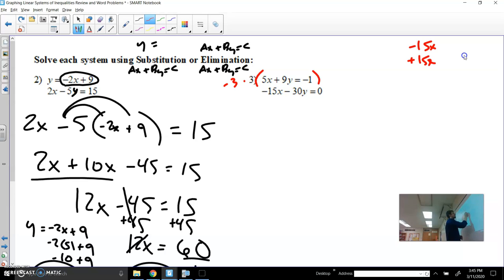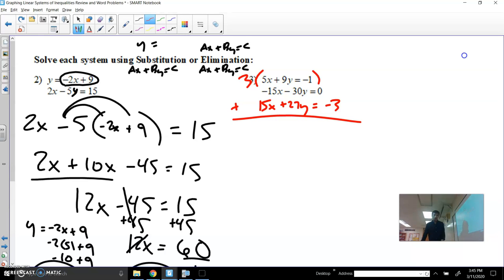So negative 3 times 5x. Oh, I am so sorry. I want to multiply by positive 3 because it's already negative 15. I really want to keep this positive 15. 3 times 5, 3 times 9, and 3 times negative 1. So you really want one positive and one negative. Since the second one was already negative, I just want to multiply by positive 3 so that I get positive 15. So I'm going to add these together.